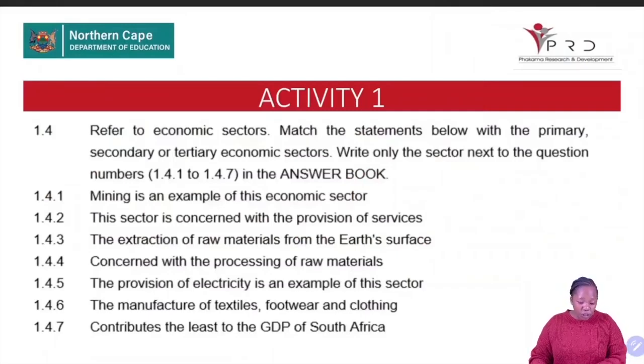And then question number 6, the manufacture of textiles, footwear, and clothing. The key there is the manufacture. Then question number 7, it contributes the least. When we're saying the least, it's the smallest to the GDP. So by now you do know what GDP stands for, which is gross domestic product. And you must be able to define what is GDP. So question number 7, it contributes the least to the GDP of South Africa.